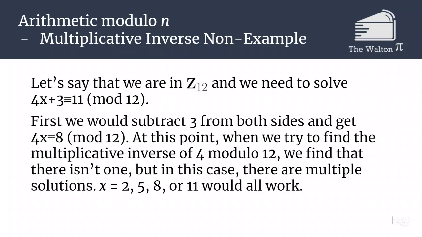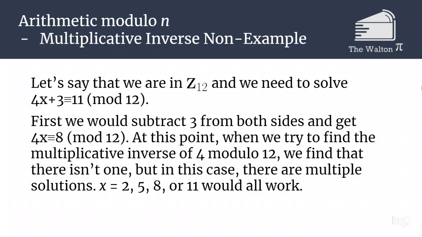So, if we were trying to solve 4x plus 3 is 11 mod 12, we'd subtract 3 and we'd get 4x is congruent to 8 modulo 12. And when we try to find the multiplicative inverse of 4, we again find that there isn't going to be one. But in this case, there's more than one solution. x equals 2, x equals 5, x equals 8, or x equals 11, all of those would work.